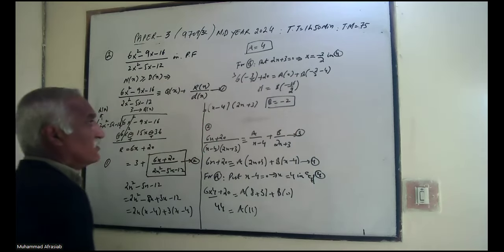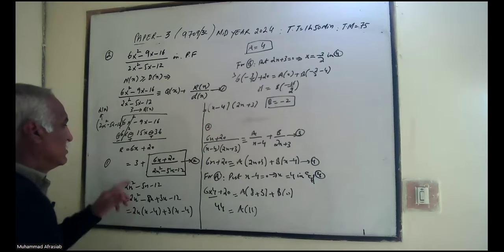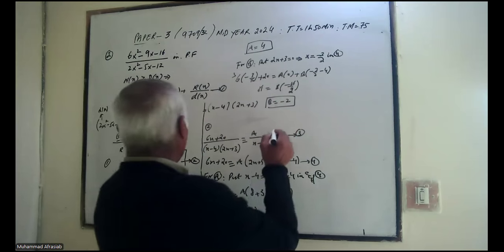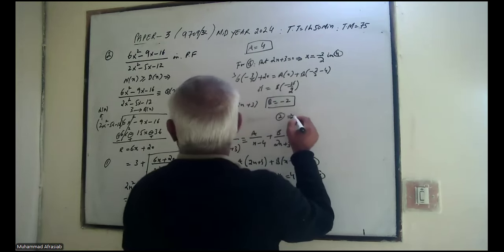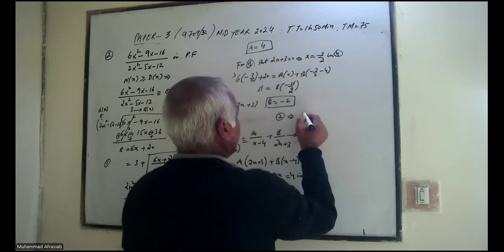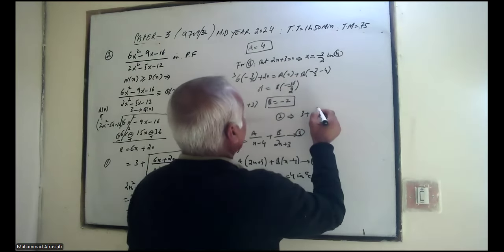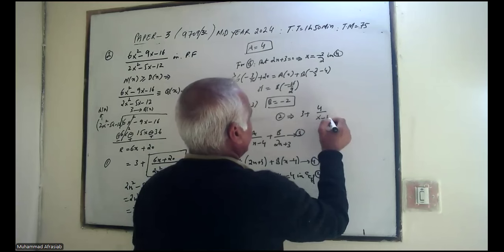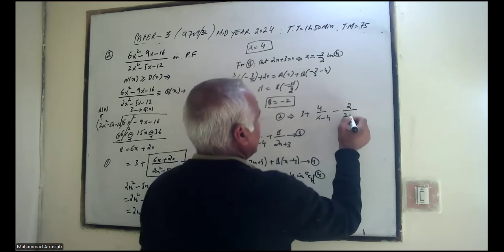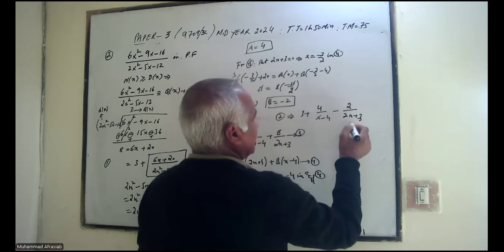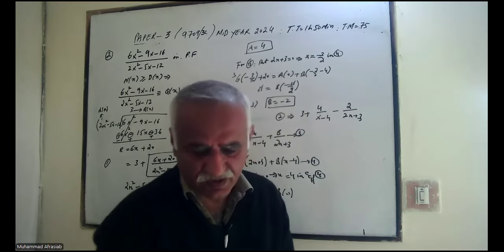Now we put the values of a and b into equation number 2. So the final expression of this will be 3 plus 4 over x minus 4 minus 2 over 2x plus 3. This is the final solution of this problem.